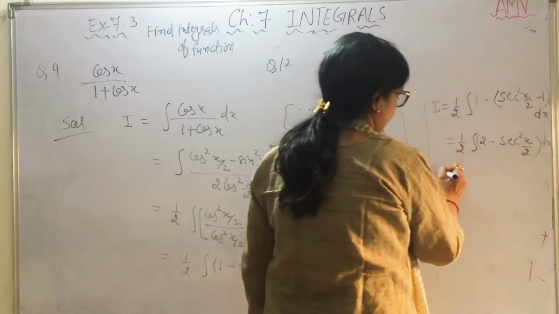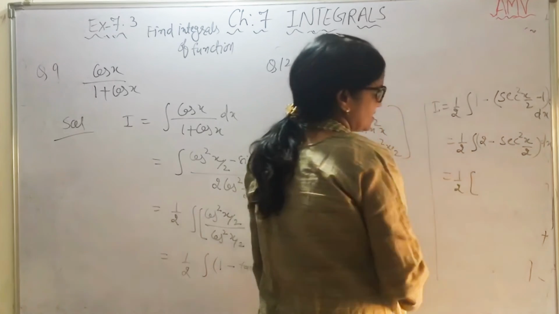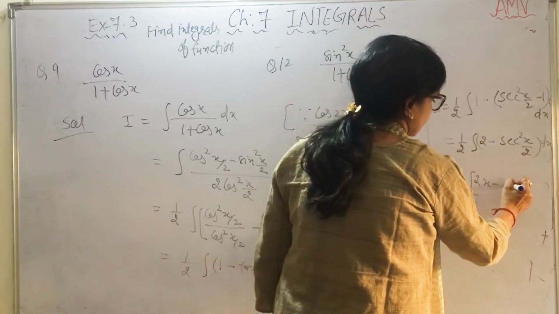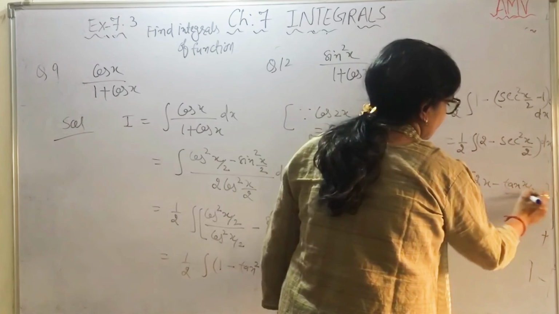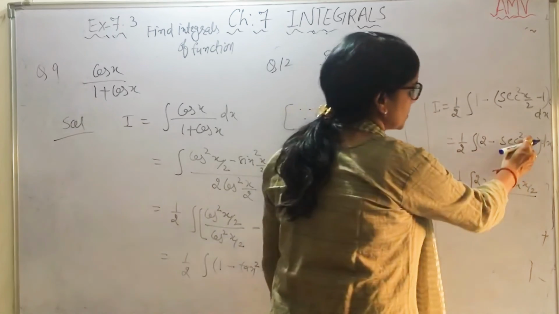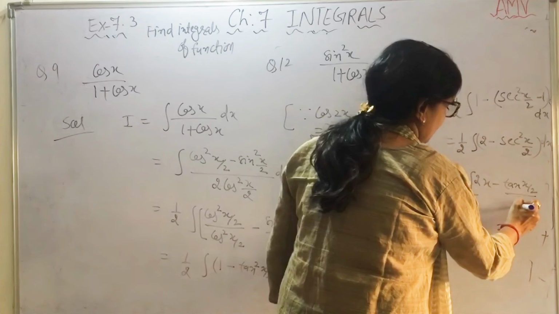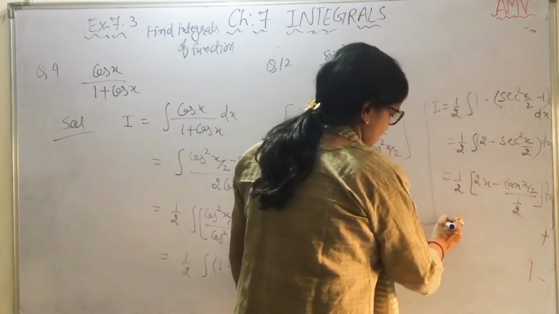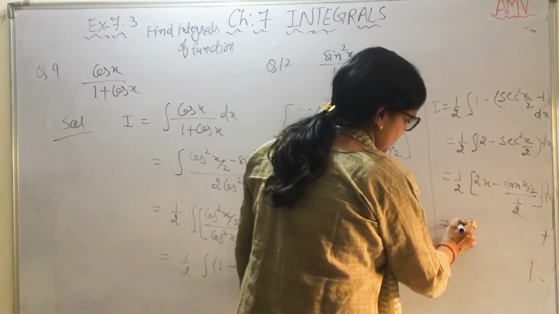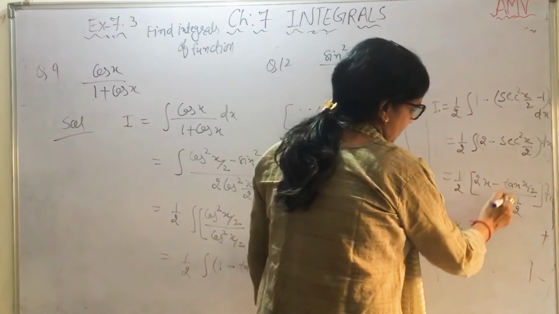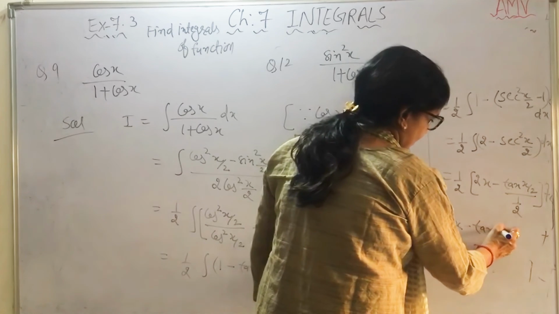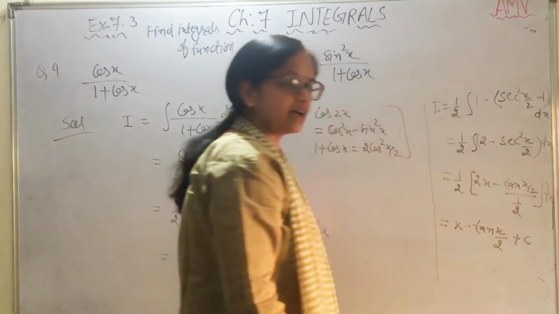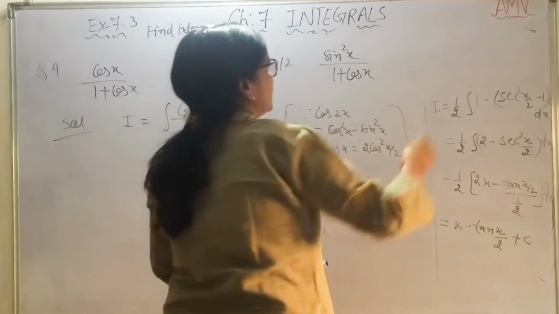Now take the integration. Students, write 1 by 2 as it is. It is 2 dx, so 2x, minus tan x by 2, and in the denominator the coefficient of x. Here the coefficient of x is 1 by 2, plus c. Now simplify, the 2 will cancel. So it's x minus tan x by 2 plus c. This is the answer of this question.